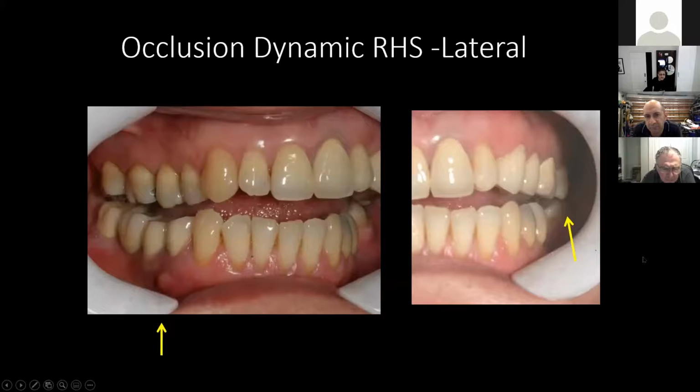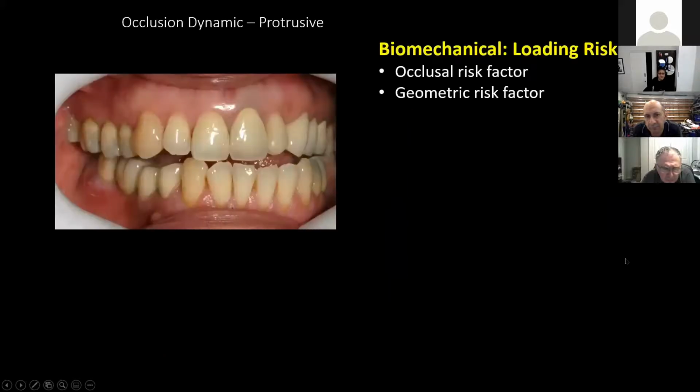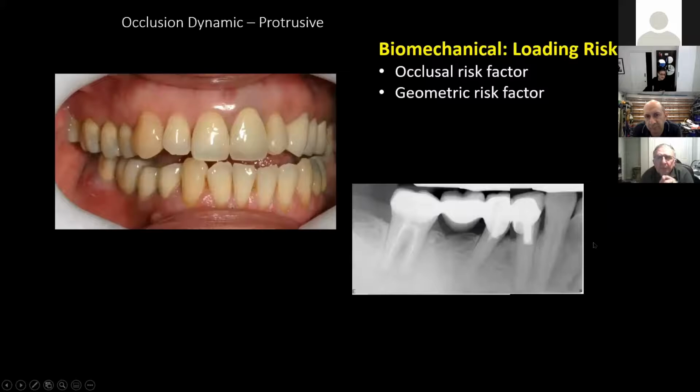Okay, learn to share the risks with the patients and take them on. You see, biomechanical risk factors. Okay, occlusal risk factors. How do we plan out?